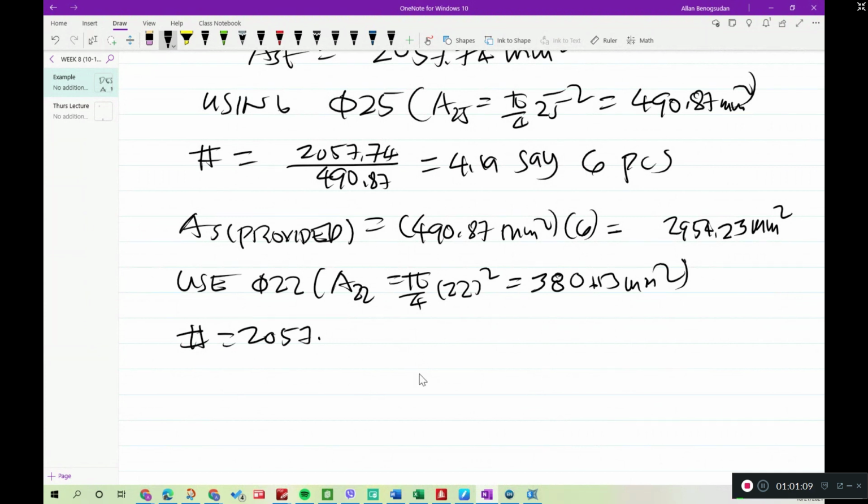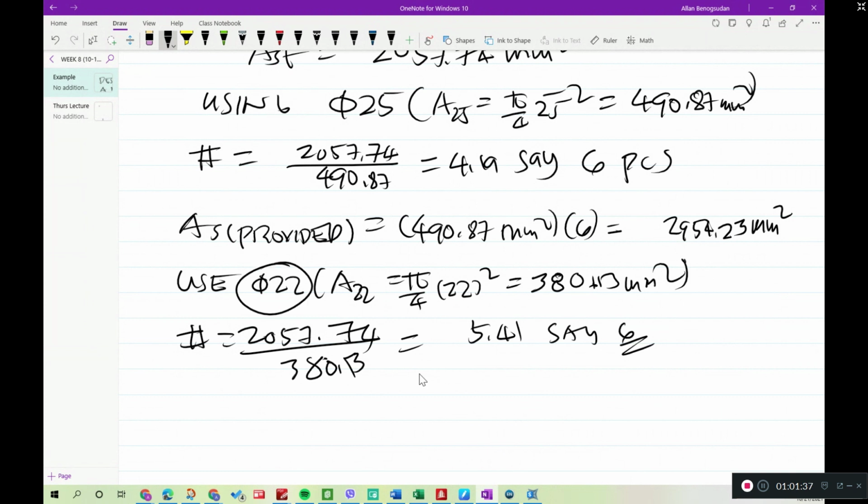So what I am saying this time is that we are trying to simulate by getting first 380.13, is that correct? Yes, 380.13, and that would amount to 5.41. Then say 6, you need 6 as well. So what will you use, 22 or 25? That is what I mean. So you need 6 pieces, as provided.